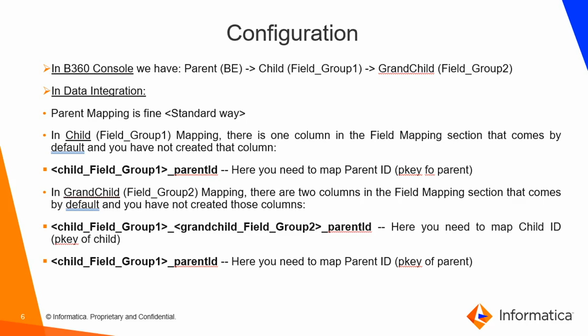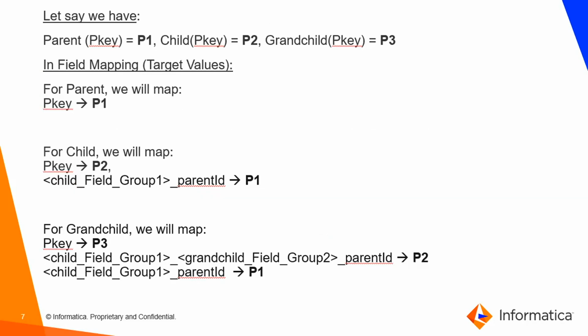So there should be linkage, right? In the parent there is no linkage, parent is on the top, so it should be standalone. Next to the parent comes the child, and the child should be linked to the parent. So there is one field, child field group underscore parent ID, where we should pass the PKey of the parent. In the same way, to link the grandchild to the child and parent, we have 2 fields, so we have to configure that.